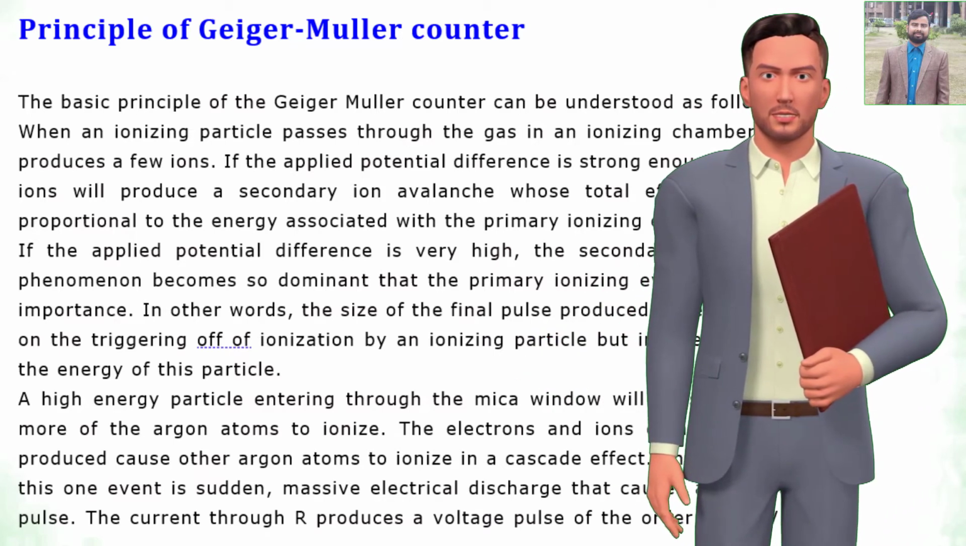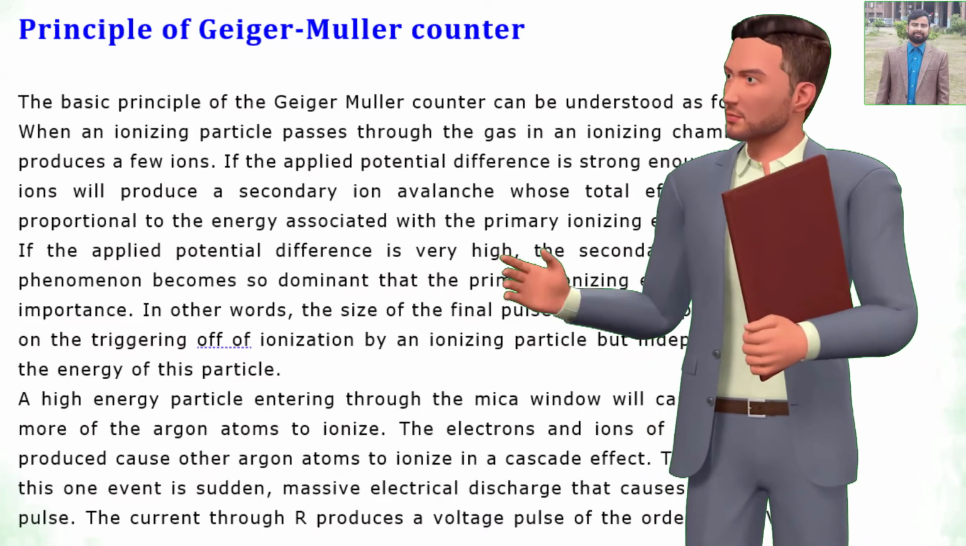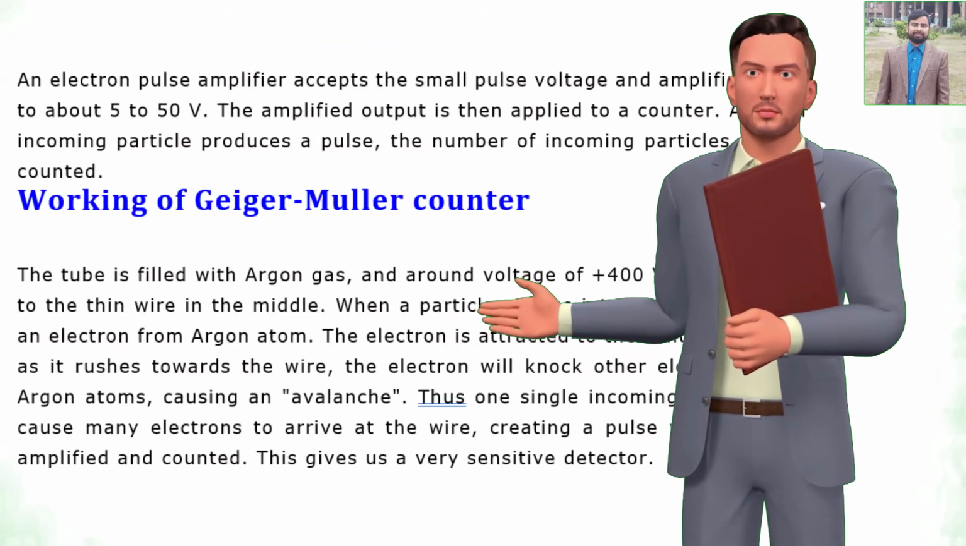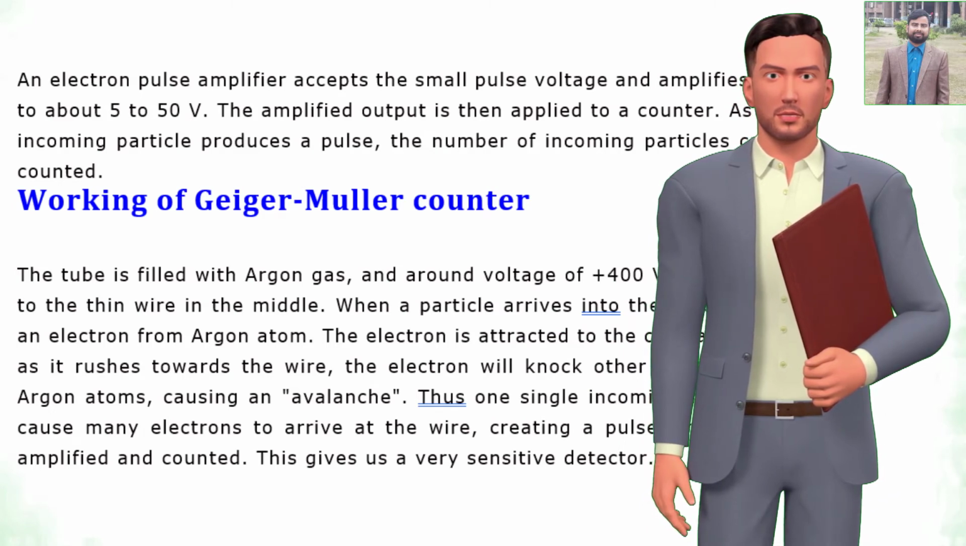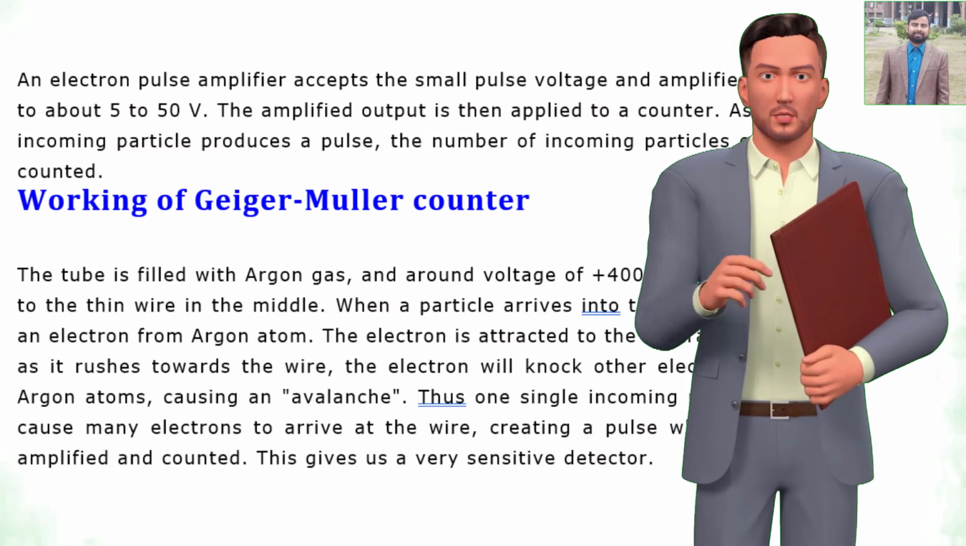An electron pulse amplifier accepts the small pulse voltages and amplifies them to about 5 to 50 V. The amplified output is then applied to a counter. As each incoming particle produces a pulse, the number of incoming particles can be counted.